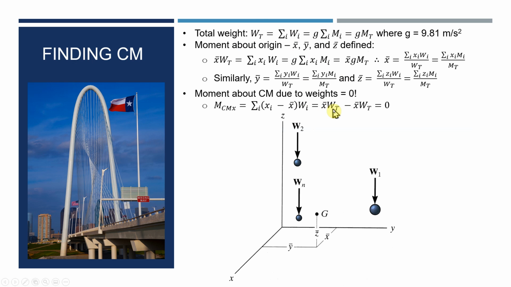Well, x bar w t minus x bar w t equals 0, so the moment about the center of mass due to weights is 0. And of course, applied forces can cause different moments. But if you're just talking about weight, an object, asking where its center of mass is, the moment due to the weight is 0. If you put a plate on your finger at the center of mass, that plate will be perfectly balanced. And I think you guys have seen the plate spinners. And of course, plates fall if the center of mass is not over the stick anymore.